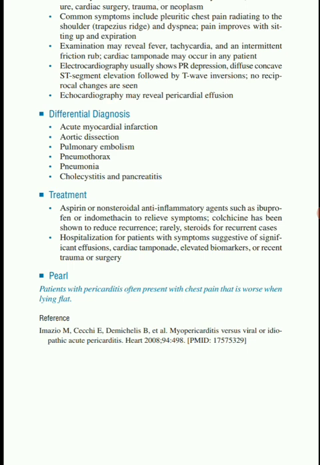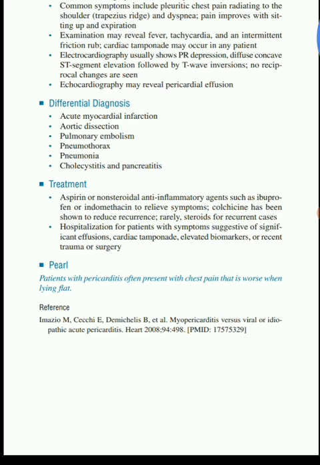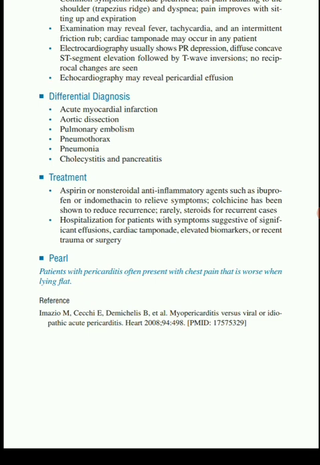Then electrocardiography usually shows PR depression, diffuse concave ST segment elevation, followed by T wave inversions. No reciprocal changes are seen. Then echocardiography may reveal pericardial effusion. Since pericarditis can be a result of infection, it might present with a fever, or it may also present with what? With this pericardial effusion.